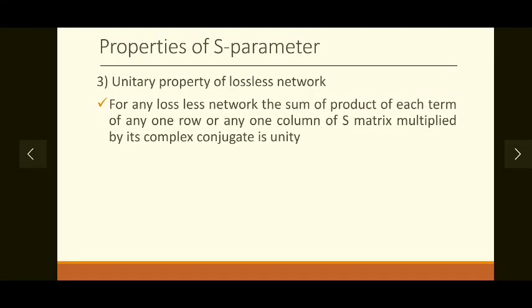Then the third property is the unitary property of a lossless network. Now this is very important because this reduces the calculation in terms of analyzing a microwave two-port network. So if a network is lossless, then for such a lossless network, the sum of products of each term of any one row or any one column of the S matrix multiplied by its complex conjugate is unity. So let's see what is the meaning of this.